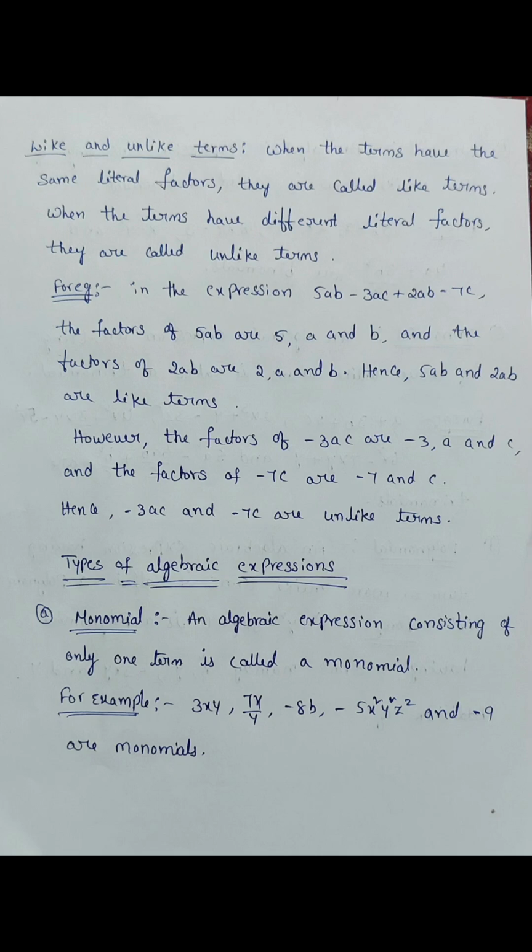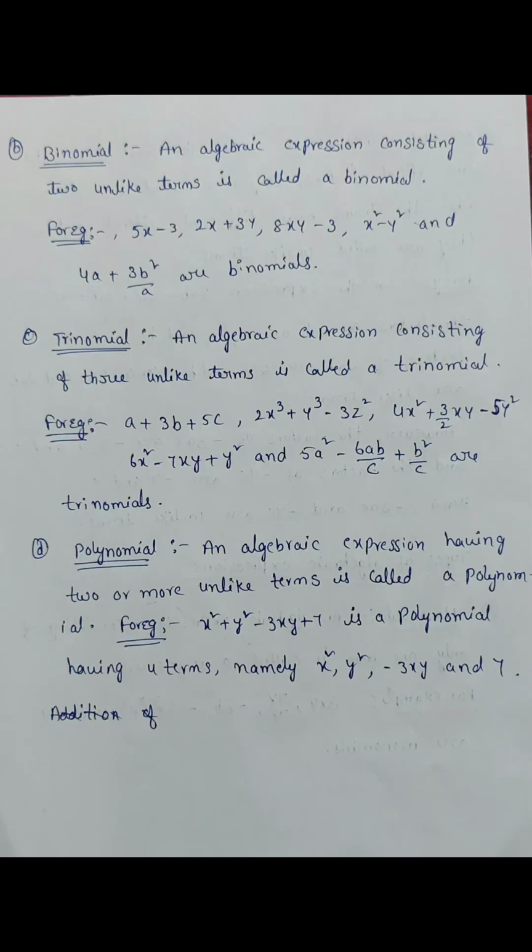For example, 5x minus 3, 2x plus 3y, 8xy minus 3, x square minus y square, and 4a plus 3b square by a are binomials.